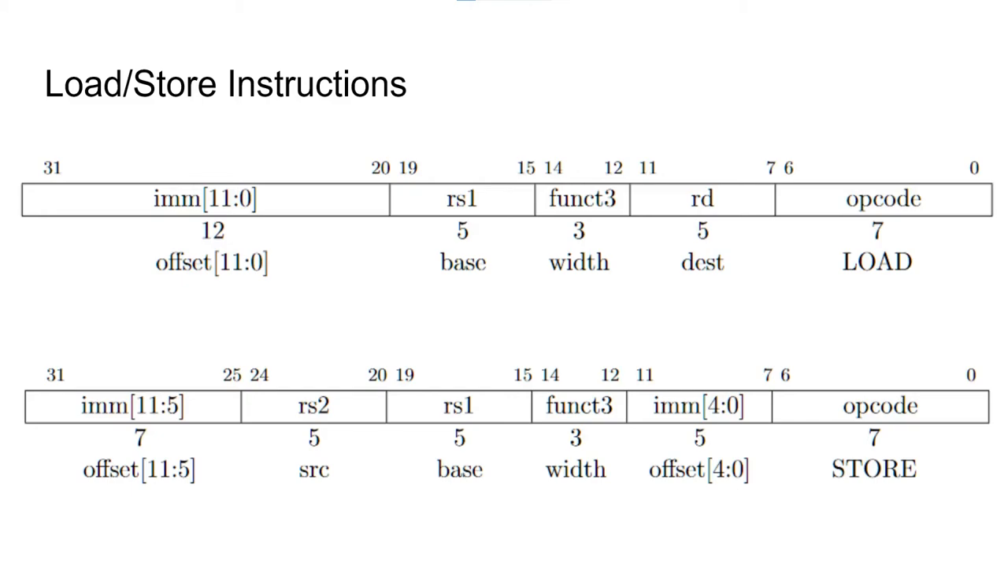Now, if you want to store something, then you would use the store instruction. This takes the offset, adds it to the base register, and then stores the lower however many bits are specified by the instruction to that address.